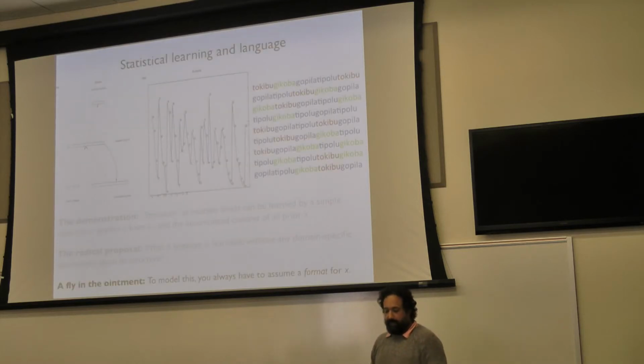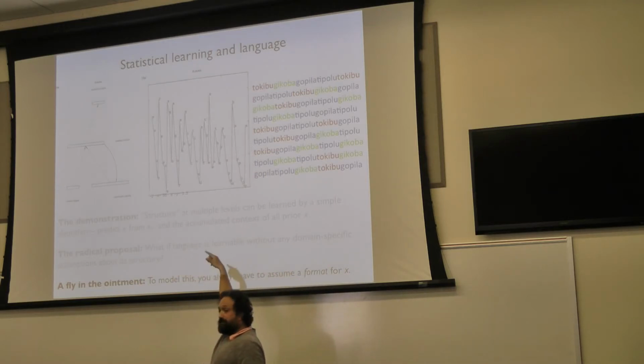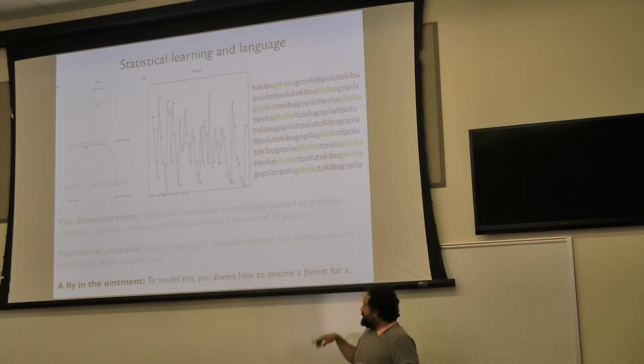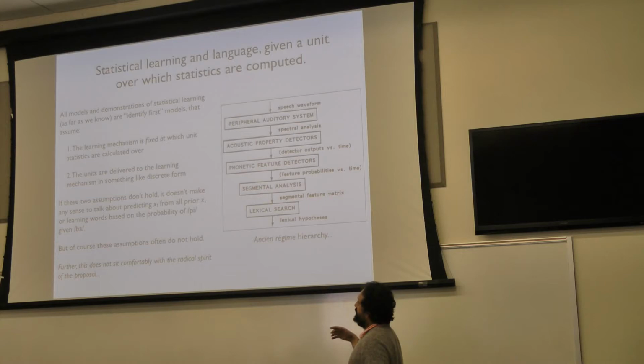Okay. So there's a fly in the ointment here, which is that if you want to model this phenomenon or any phenomenon of this kind, you have to assume a format for X. So I'll just clarify that on the next slide. All the models in demonstrations of statistical learning, as far as we know so far, are what I'll call identify-first models. They assume first that the learning mechanism is fixed at which unit the statistics are calculated over.